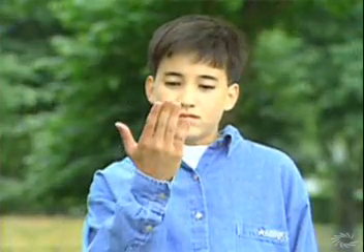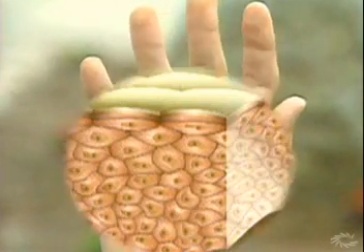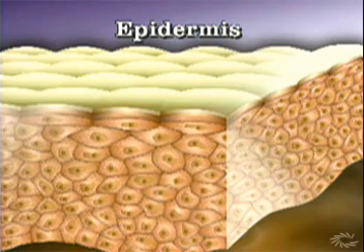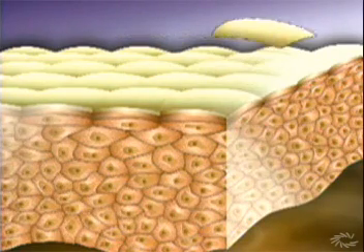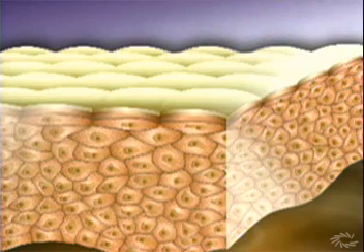Take the cells that form the epidermis, the thin outer part of skin. The epidermis consists of several layers of cells that fit closely together. They provide an effective barrier against bacteria and other things that could cause harm if they got inside the body. The top layer consists of dead cells that are constantly being rubbed off and replaced by cells from below.